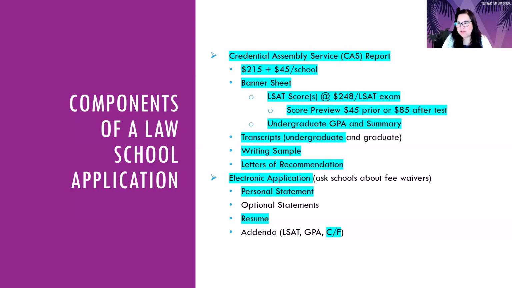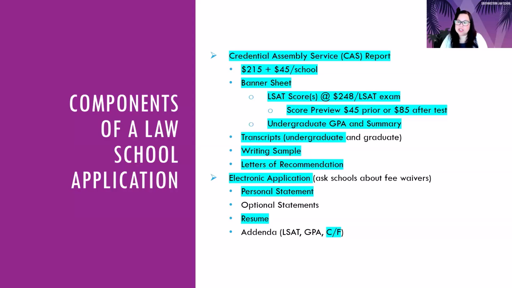Letters of recommendation are going to vary from school to school in terms of what kinds of letters, meaning who writes them. Academic versus professional typically are the two main categories. Some schools have letters that are required. Some schools have optional letters only. There's a minimum, there's a maximum. Again, really specific to each school. Then we have the actual application itself.